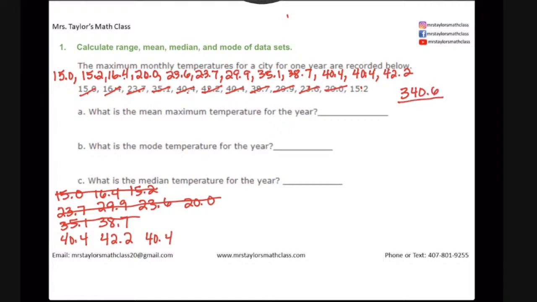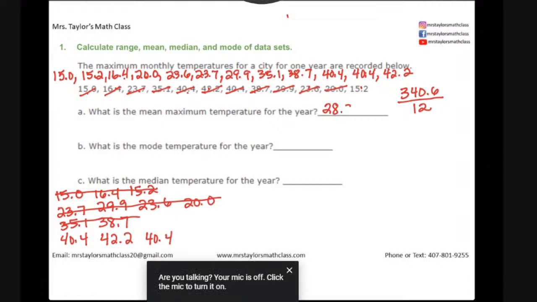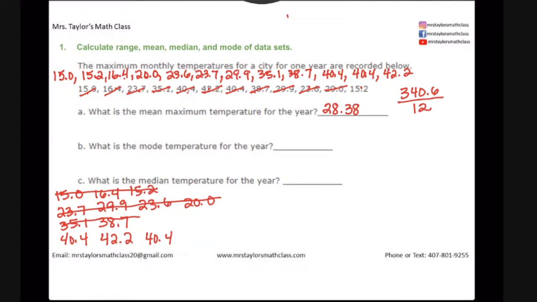Okay, so when I add all of these up, I got 340.6. And so I'm going to divide that by 12 because I have 12 numbers. And so the mean came out to be 28.38. It's repeating 3 after that, but I'm just going to leave it at 28.38.